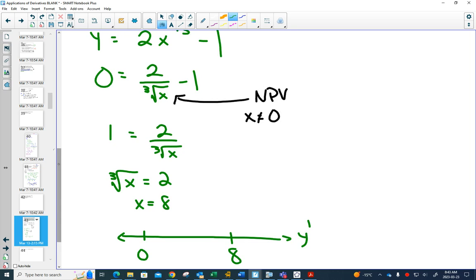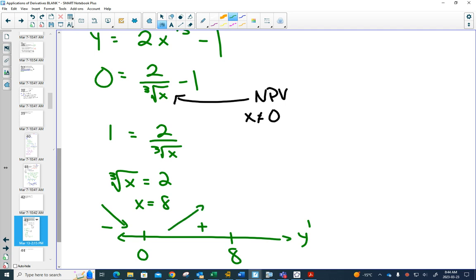And this one too is a little bit awkward for figuring out the derivative. If I plug a negative number in, okay, the cube root of a negative number is negative. So this fraction right here would be negative. Minus 1 would still be negative. So we know that our function is decreasing. Okay? Then, if we plug in between 0 and 8, I'm going to pick 1 because that's something I can do the cube root of. So cube root of 1 is 1, 2 over 1 is 2, 2 minus 1 is positive.